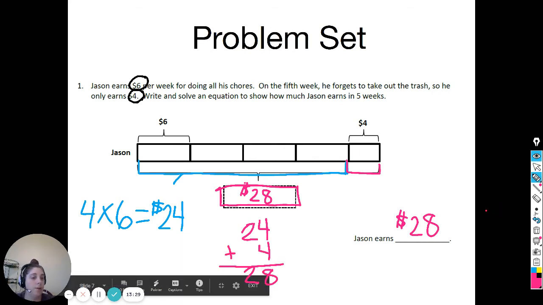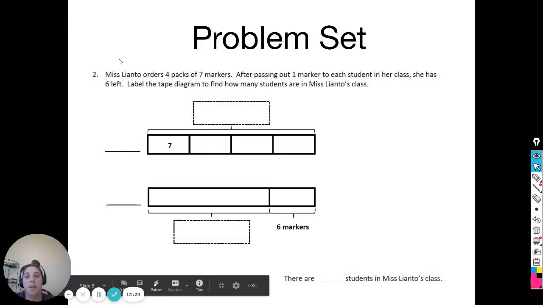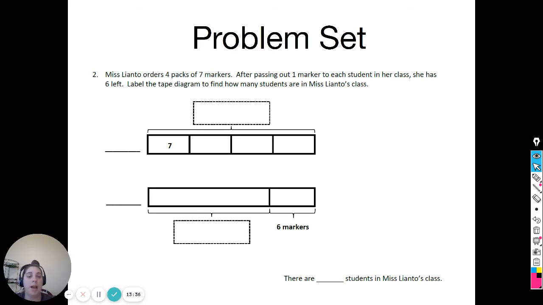Okay, let's go ahead and move on to our next word problem. Miss Lianto orders 4 packs of 7 markers. After passing out 1 marker to each student in her class, she has 6 left. Label the tape diagram to find how many students are in Miss Lianto's class.